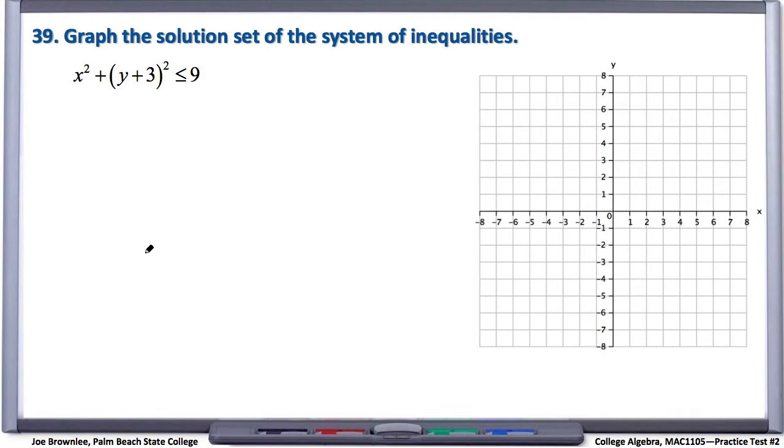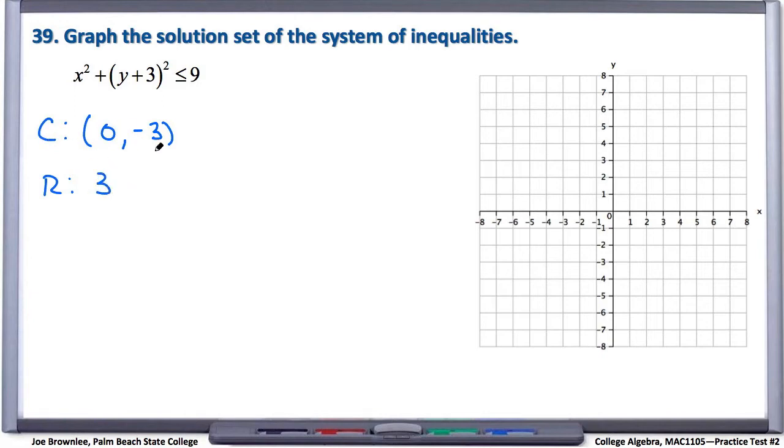Number 39, graph the solution set of the system of inequalities. And we've been given x squared plus quantity y plus 3 squared is less than or equal to 9. And this should look familiar to you. This inequality is in the center-radius form that we learned last chapter dealing with circles. And so we know we're going to be graphing a circle whose center is at the point (0, -3), and whose radius is 3 units.